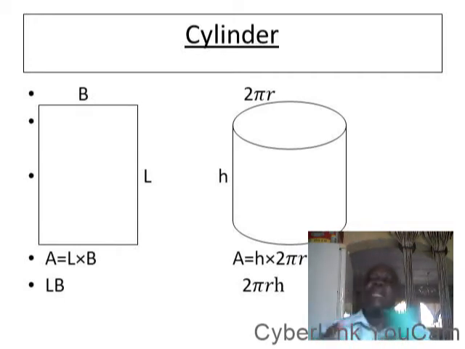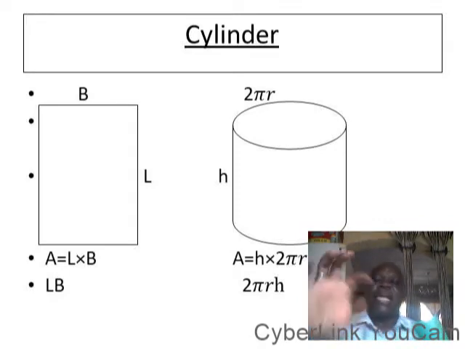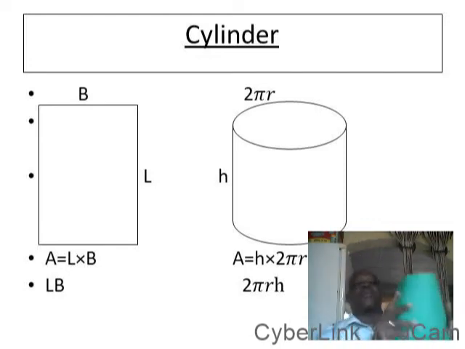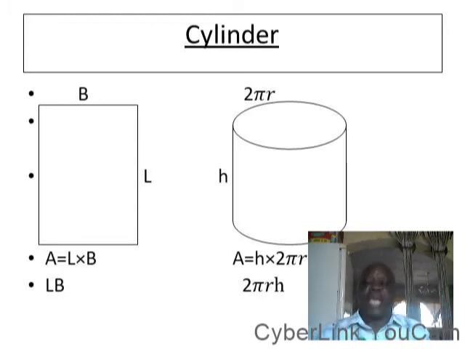Therefore, if the area of a rectangle is length times breadth, it implies that the area of that cylinder will also be length times breadth. But you recall that now our length is H and our breadth is 2 pi r. Therefore, the curved surface area of a cylinder, which is the rectangle that you curve, is 2 pi rh. Again, 2 pi rh.